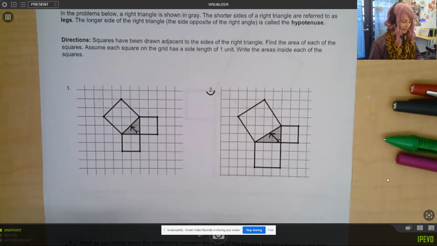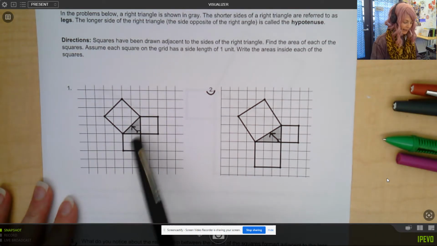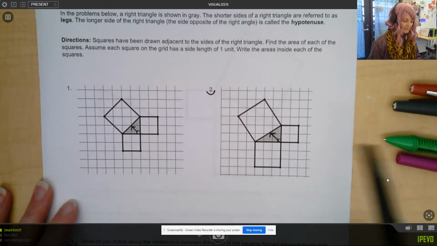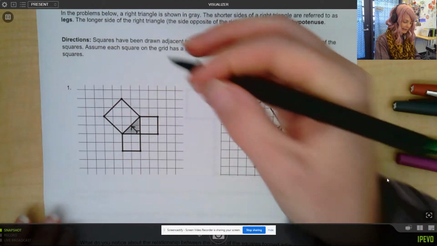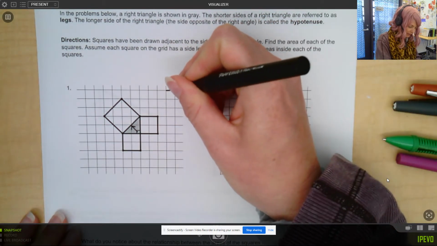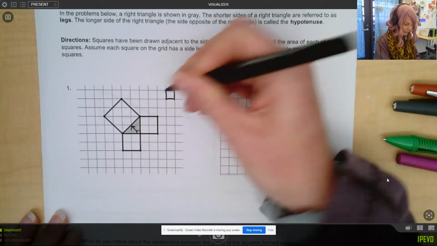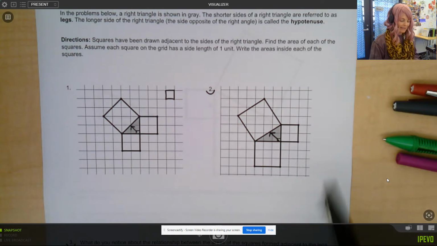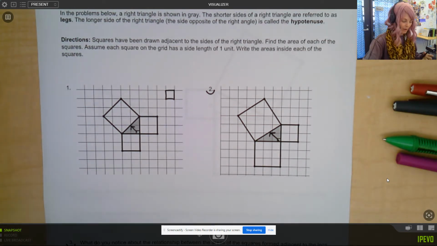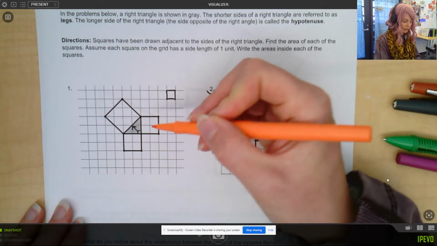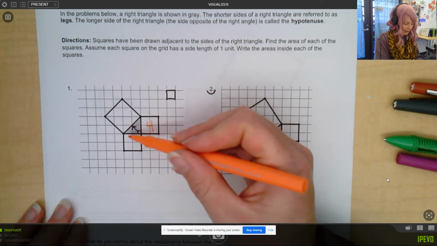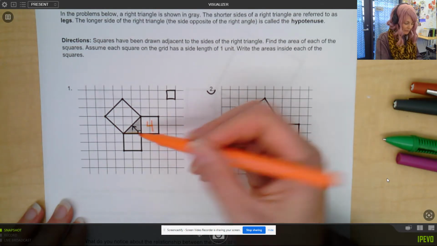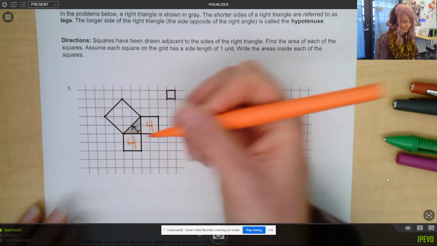Directions: squares have been drawn adjacent to the sides of the right triangle. Find the area of each of the squares. Assume each square on the grid has a side length of 1 unit, so this would be a 1 by 1 square. Write the areas inside each of the squares. Well, if this side length is 2, the area is 4. And this square also has a side length of 2, so it has an area of 4.